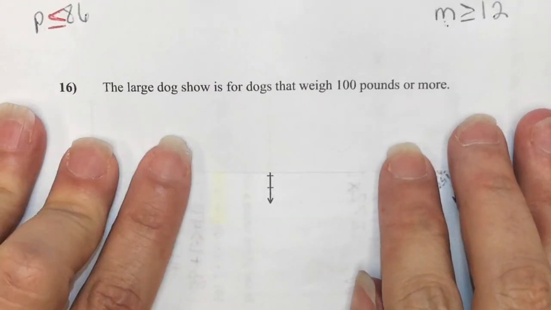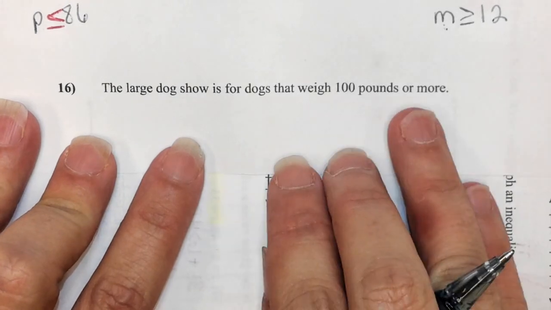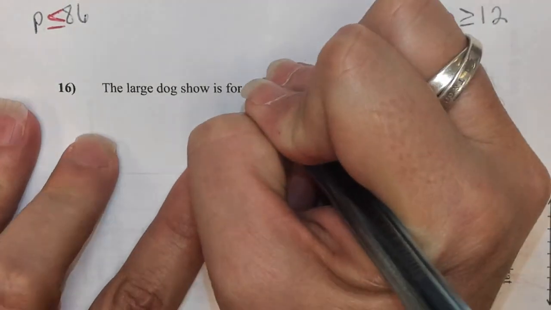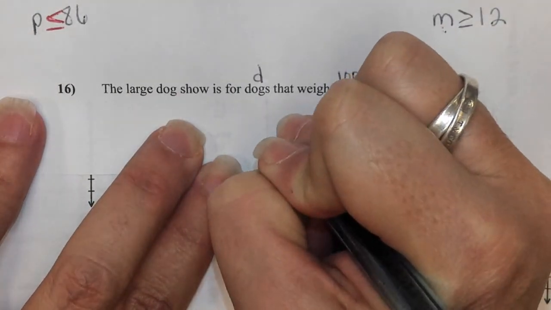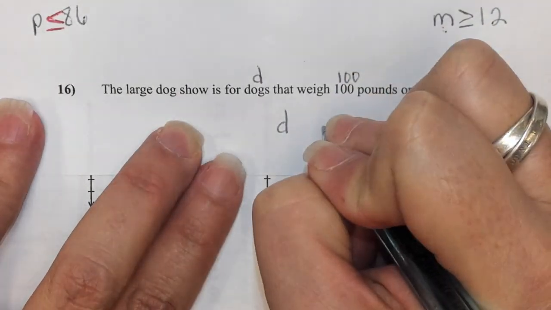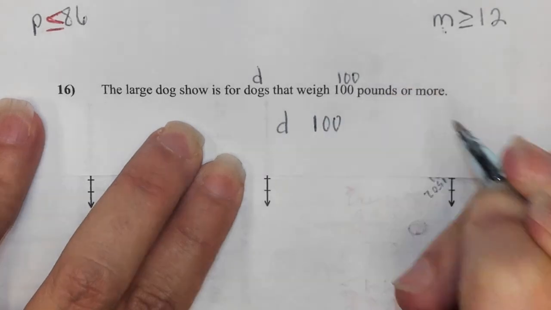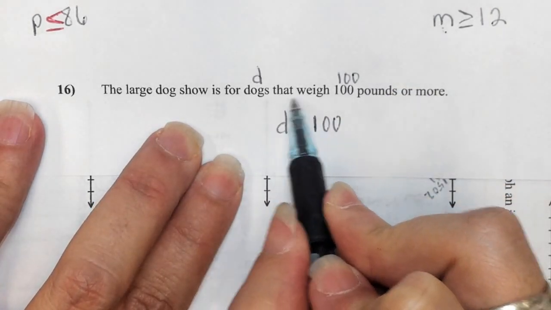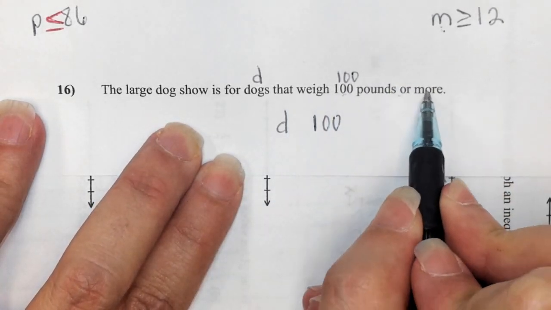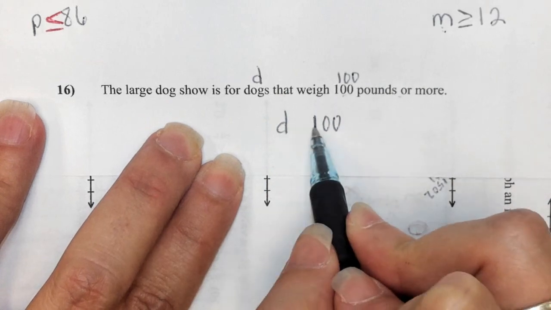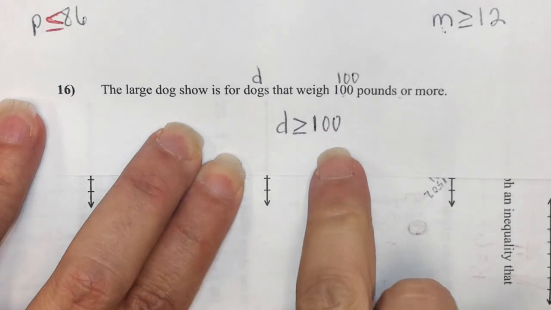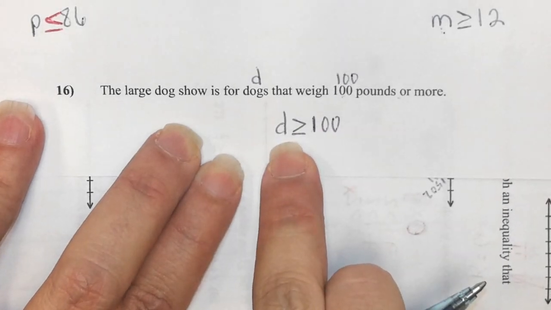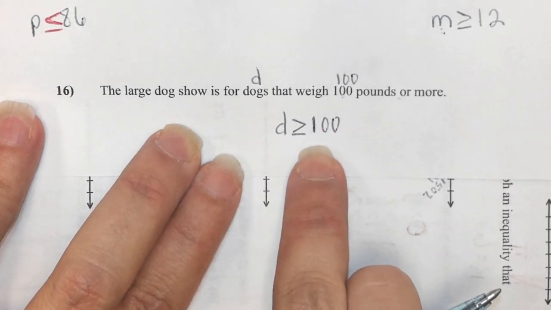Okay, 16, the large dog show is for dogs that weigh 100 pounds or more. I'm going to do D for dogs, 100 pounds. Variable doesn't really matter. You might do W for weigh. It says that weigh 100 pounds or more. So, it can be equal to 100 or more than 100.